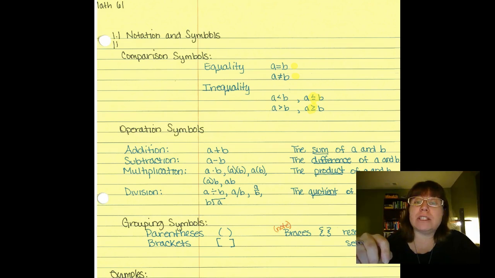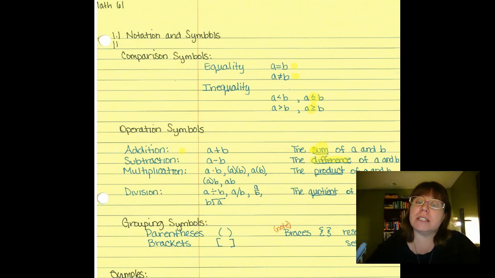For our operation symbols, let's work with addition. Addition will be A, and then we have the cross symbol, A plus B. In English, we would say the sum of A and B. Our keyword is sum. Sum means addition. Subtraction is A minus B, or the difference, if it's written, the difference of A and B.